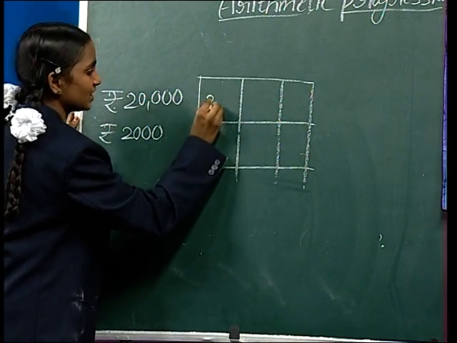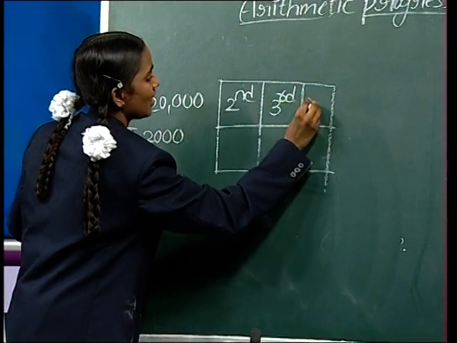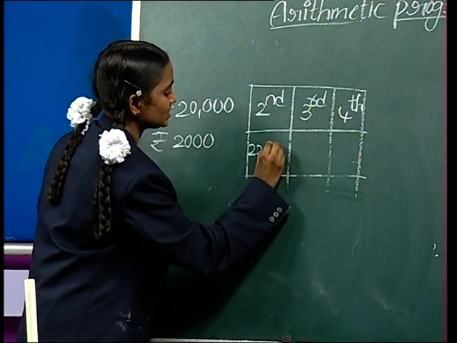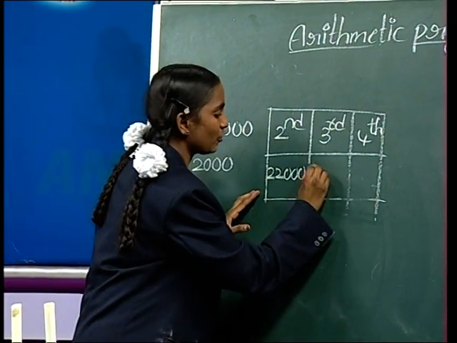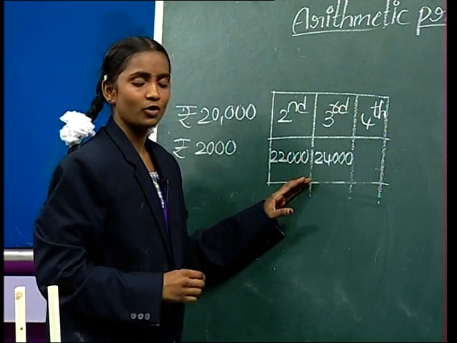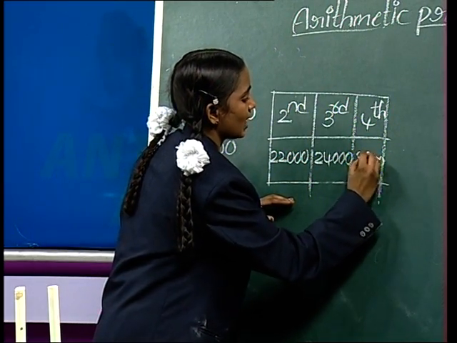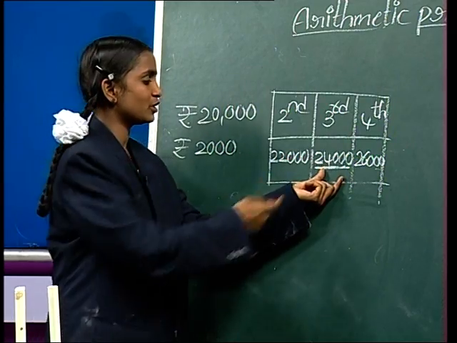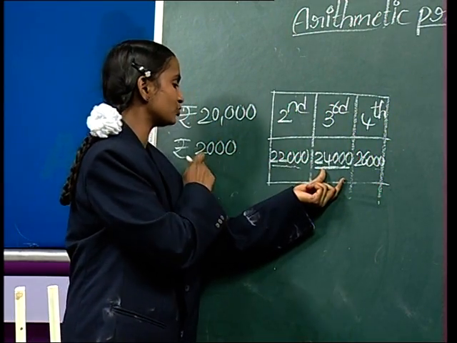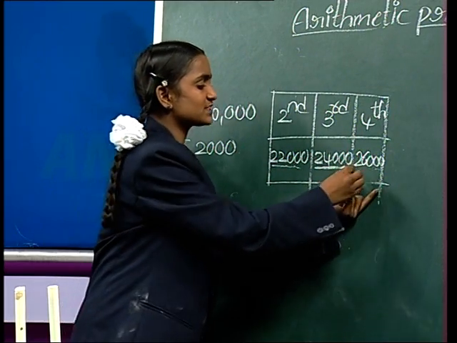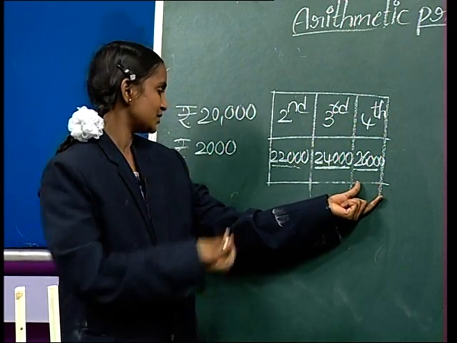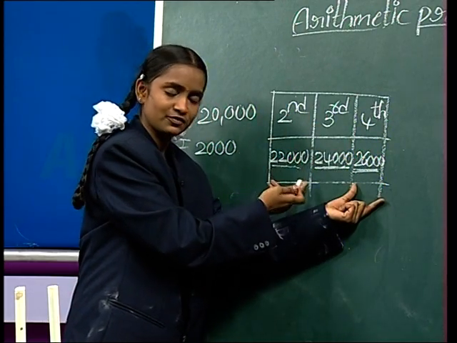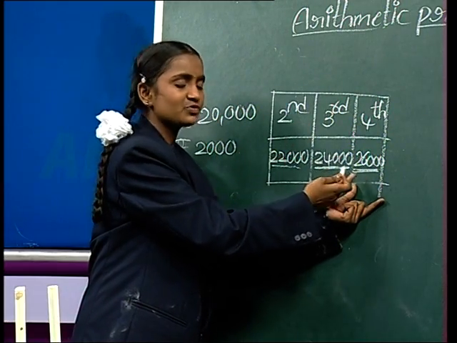The salary of Shri for second year is 22,000 rupees. For third year 24,000 rupees and for fourth year 26,000 rupees and so on. Here this 24,000 is obtained by adding a fixed number to the preceding term, that means 22,000 plus 2,000 becomes 24,000. And this 26,000 is obtained by adding 2,000 to the preceding term, which is 24,000. So, 24,000 plus 2,000 becomes 26,000.